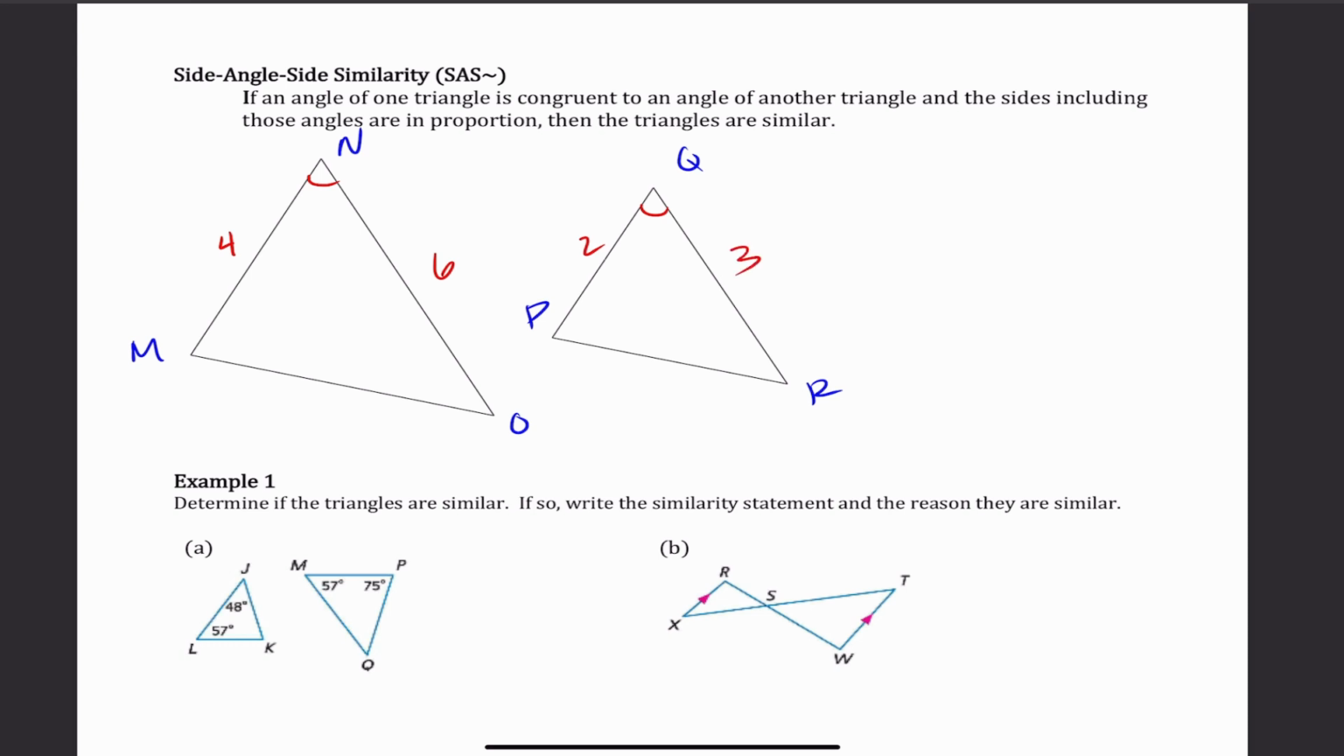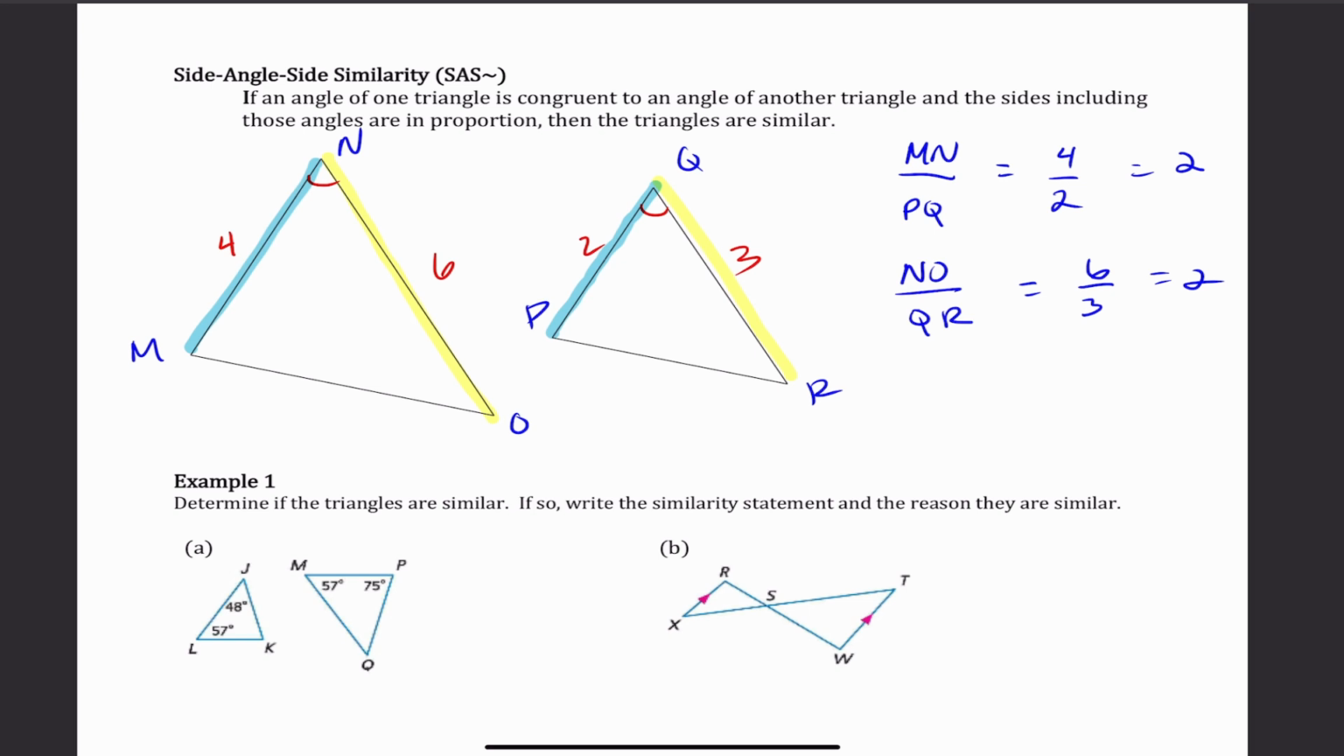So then what I'm going to do is, okay, let's go ahead and find the ratio between these two sides in blue. So I have MN to PQ, which is 4 to 2, so that's 2. And then these sides, NO to QR, that's 6 to 3, so that's 2. And then we cannot forget that angle N is congruent to angle Q.